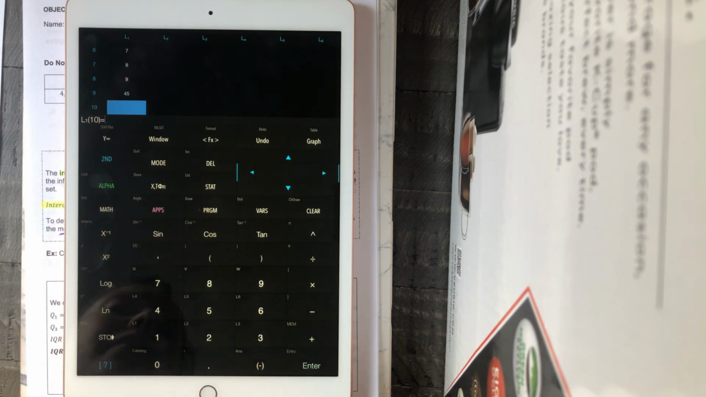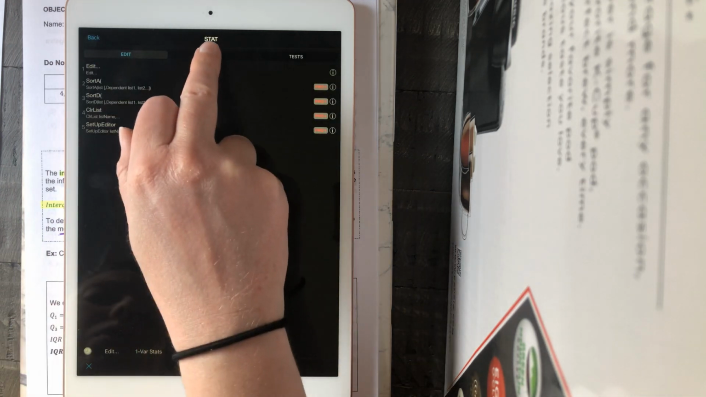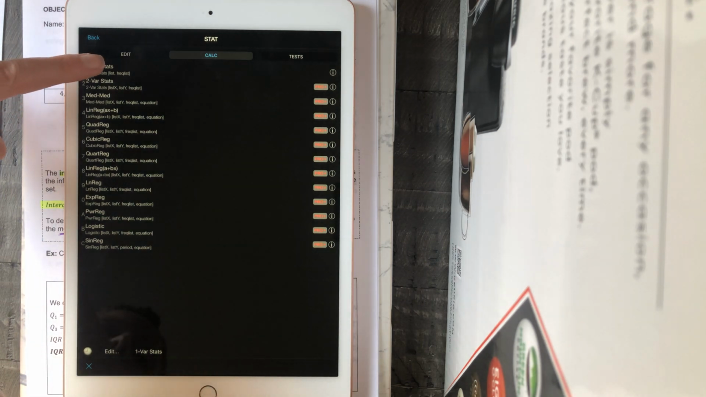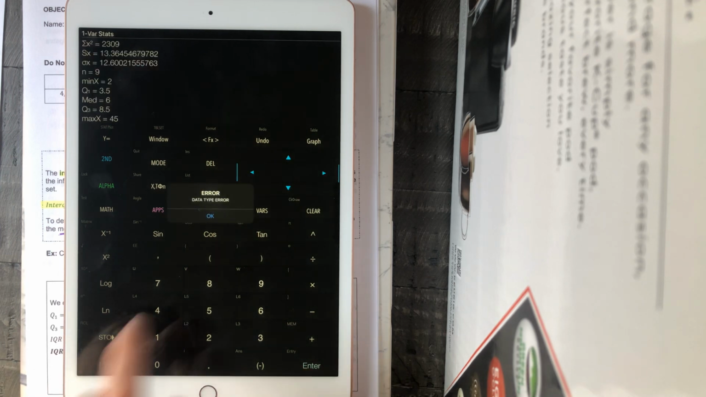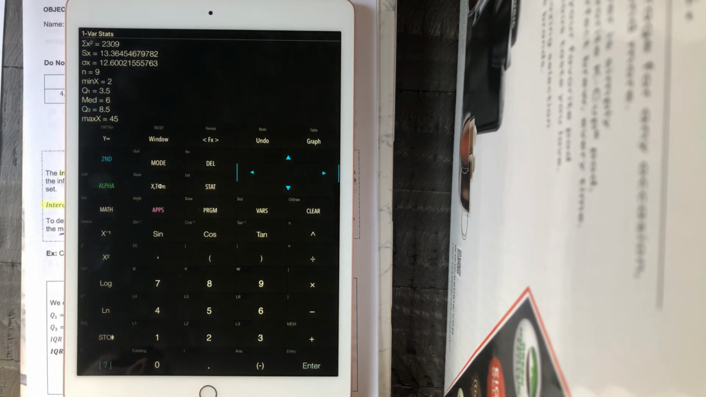Okay, now that I've typed everything in, I want to press Stat, go over to Calc, which is in the middle, and I'm going to press 1-Var Stat. All right, and these are the exact same buttons you would press on the calculator at school, and then you would press Enter. All right, and then it gives you all the information represented in a few different ways on the side now.